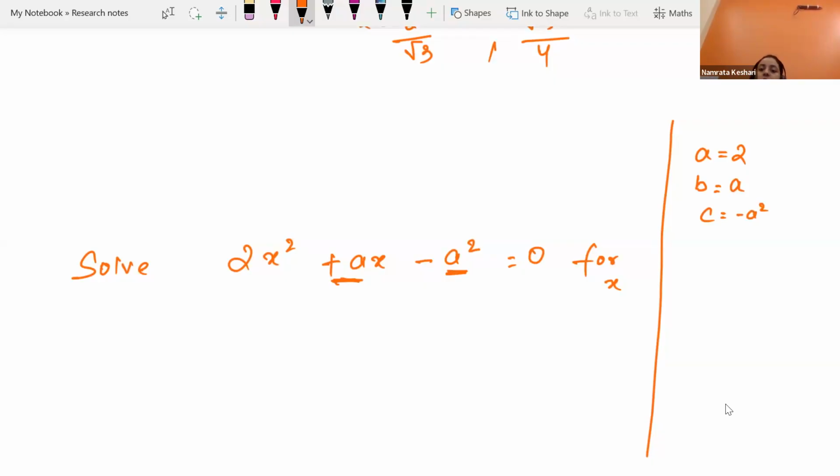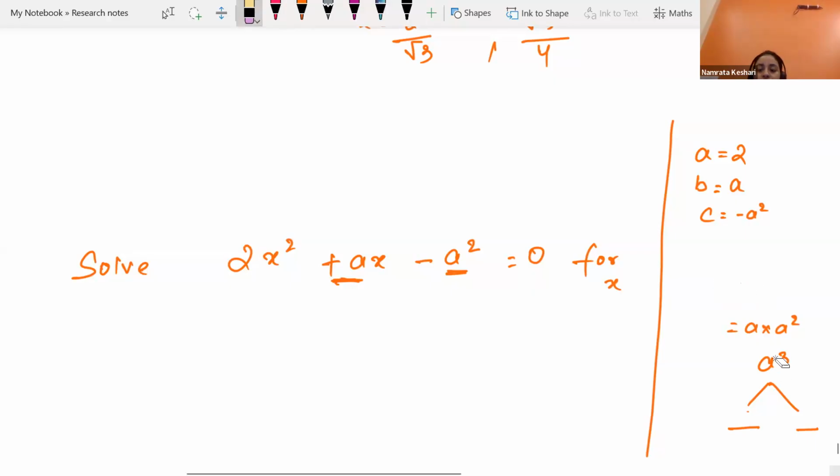Now we do the multiplication of B and C. If we do the multiplication of B and C, we will be getting a into a squared, that is a cube. Now the question is, we will try splitting this a cube by using two such terms which added together or maybe subtracted together. Wait, see why we are doing here.